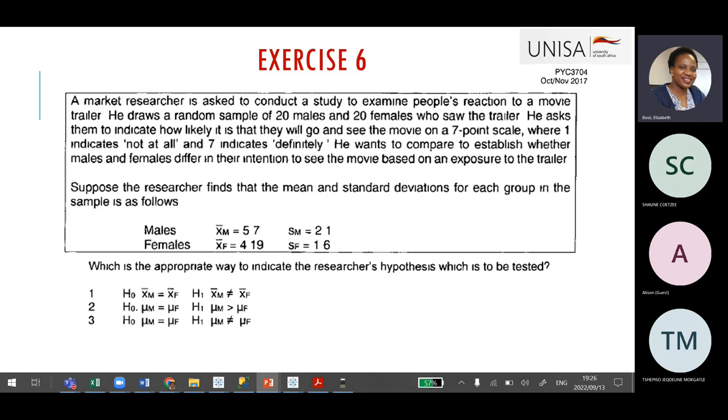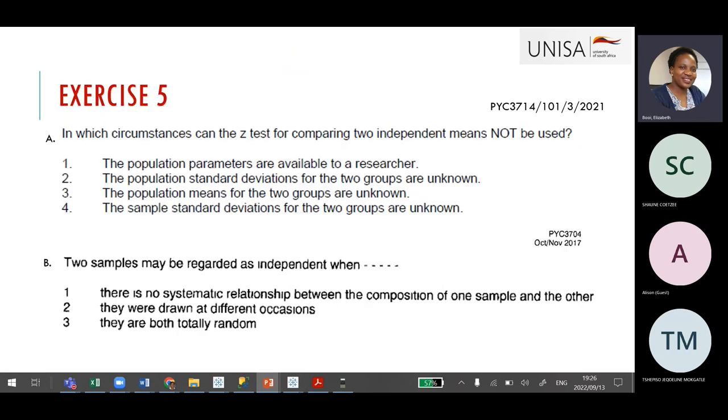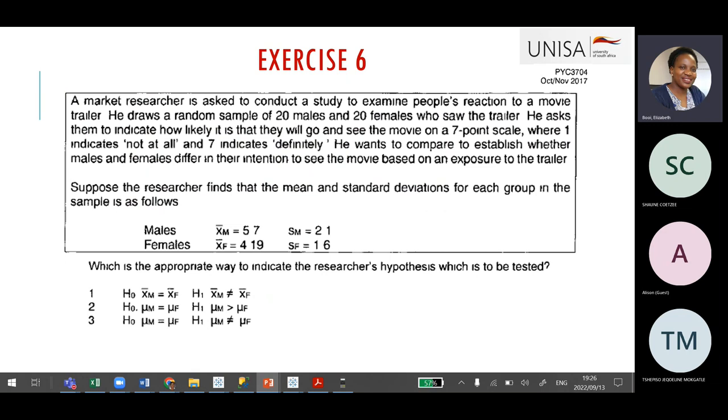Okay, so let's see. Oh, we still have more questions. Okay, this one I'm going to skip, because we talk about Z test, we used it last week. I want to skip this one. We can deal with this type of question when we deal with exam preparations. Let's deal with what we discussed today.